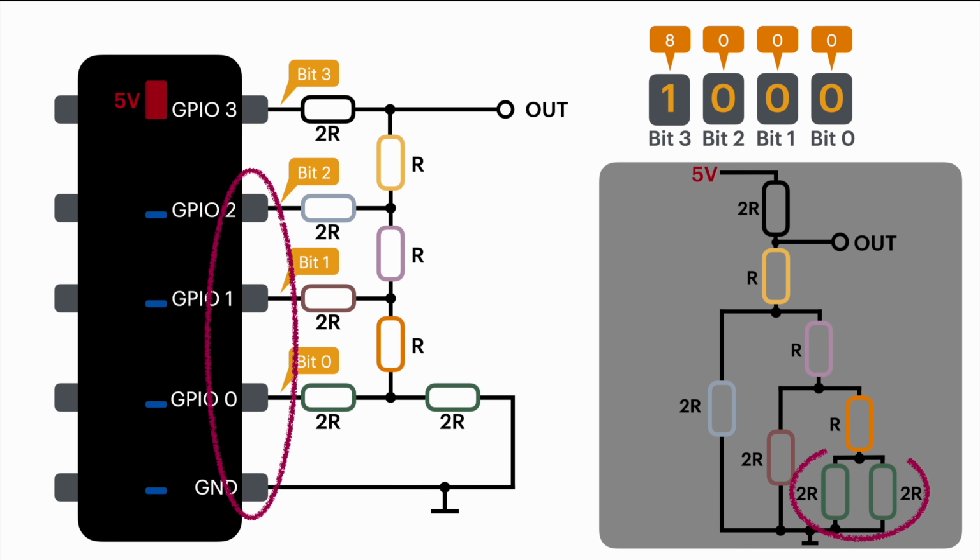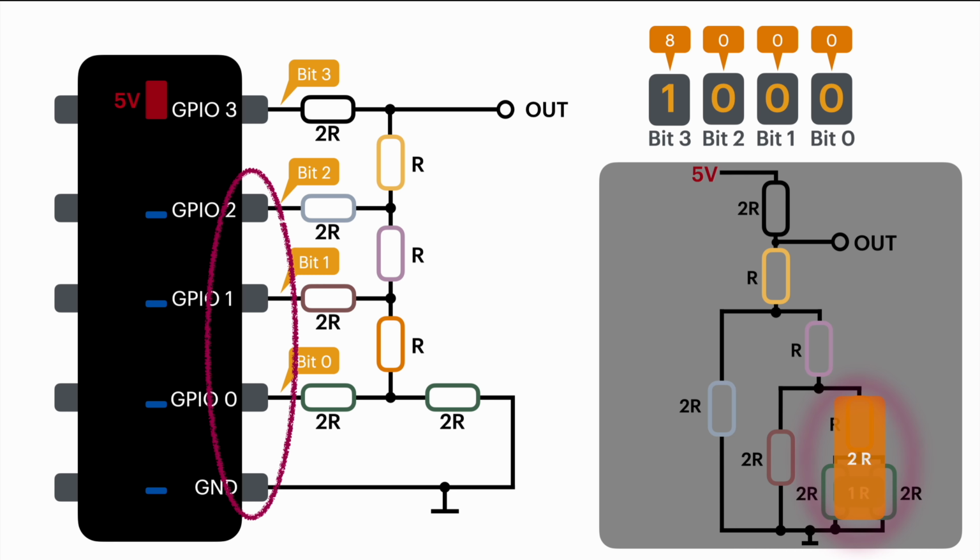So let's get started with those green resistors down here at the bottom. We have both with the value 2R, as they are in parallel. The value will be cut in half as they are exactly the same. So this means we will end up with 1R. This in series with the orange one, 1R, will equal 2R because we have two 1Rs in series.